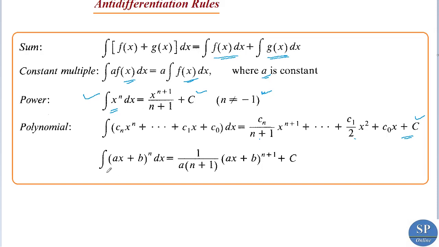Now the next one: the integral of (ax plus b) to the power n dx is nothing but (ax plus b) to the power n plus 1 divided by a into n plus 1. So the integral of (ax plus b) to the power n dx is equal to (ax plus b) to the power n plus 1 divided by n plus 1 into this. Here we have a, that is a here.